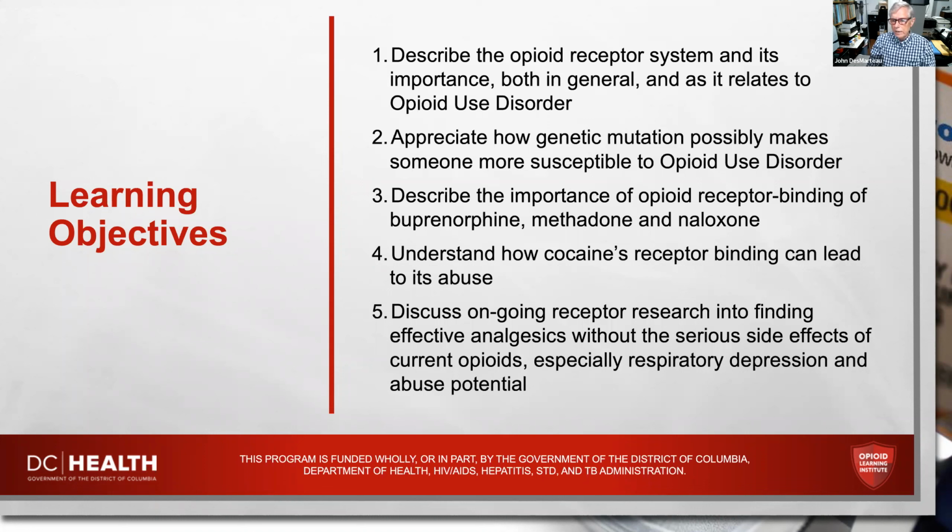Understand how cocaine's receptor binding can lead to its abuse and other problems with cocaine, and discuss ongoing receptor research into finding analgesics that don't have the serious side effects of our current crop of opioids, with the obvious two that affect the community that you deal with, which are respiratory depression and abuse potential.